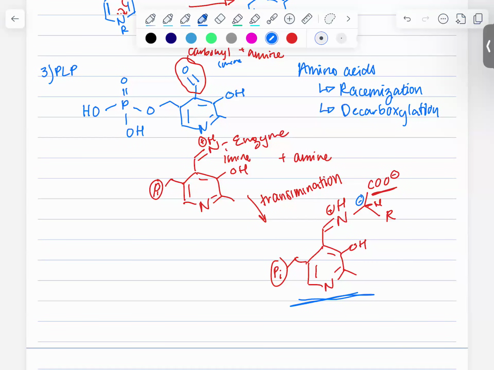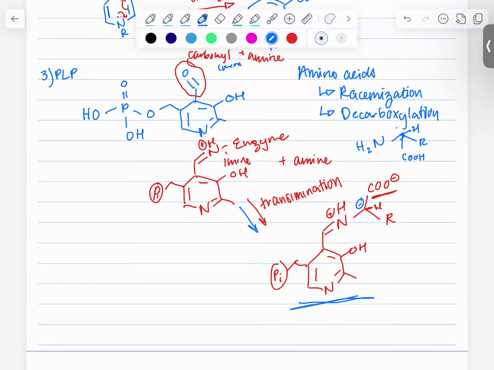So in this step here, we went from being attached to the enzyme to just being attached to one singular amino acid. And so our very general structure for carboxylic acid or for amino acids is this, where there's an implied hydrogen here. And so this hydrogen I just drew in from implied to explicit.